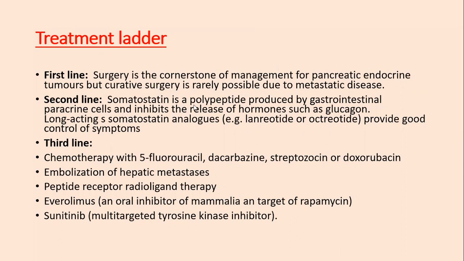Second line is somatostatin, a polypeptide produced by GI and pancreatic cells that inhibits the release of hormones such as glucagon. Long-acting somatostatin analogs, lanreotide and octreotide, provide good control of the symptoms. Third line is chemotherapy with 5-fluorouracil, dacarbazine, streptozocin, and doxorubicin. Embolization, peptide receptor radioligand therapy, everolimus, and sunitinib.